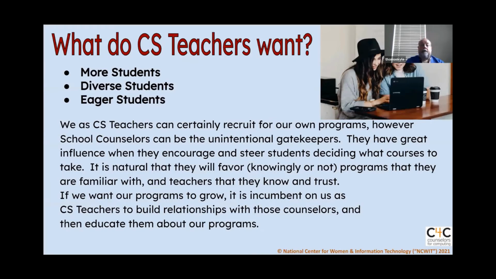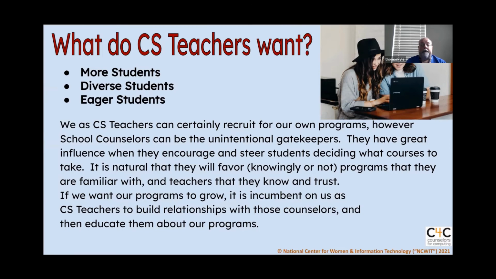So what do teachers want? We kind of alluded to this. You want more students in your program, you want a diverse group of students, and you want students that are eager to be there. And this can be kind of contradictory in a way because you want to take everybody, but then at the same time, you want students that are excited to be there, not students that are just kind of forced to be there.